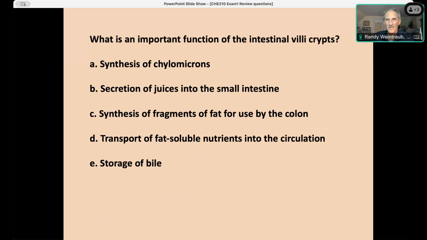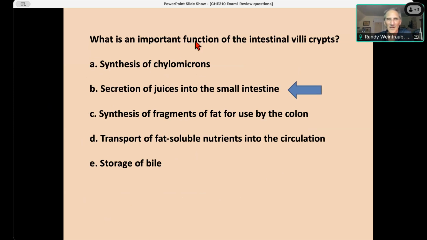Okay, what's important about the intestinal villi and crypts? So that's in the small intestine, and they have an incredible amount of surface area, but they also have a lot of enzymes, intestinal enzymes, in their secretions.